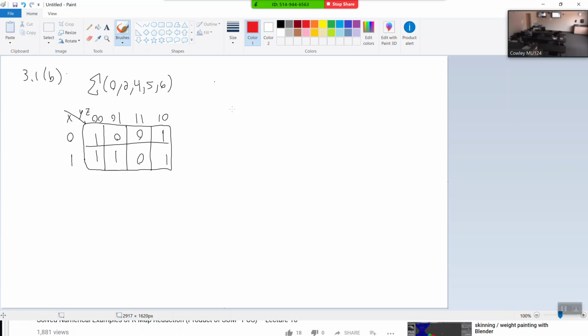The pairings they did is they paired these two together. They paired these two together. So I can see my mouse. There. Paired those two together. And then they paired these two together. Okay.